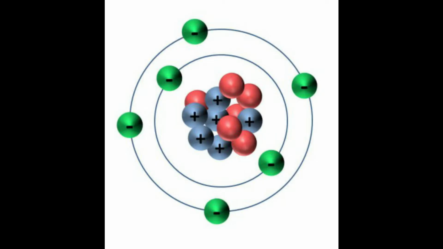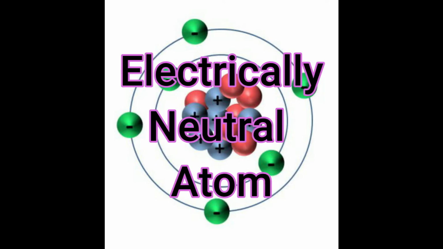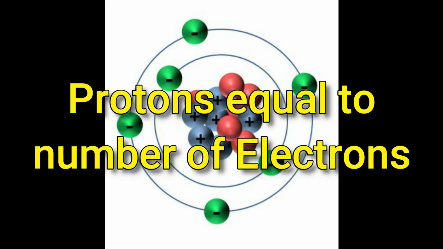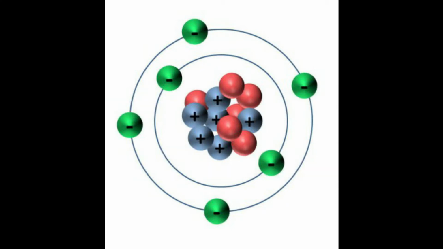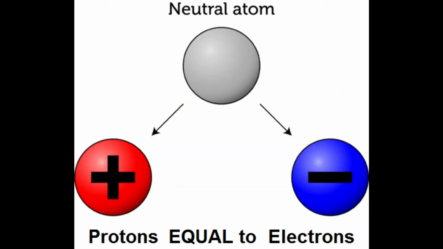In a neutral atom, and these are atoms that haven't partaken in any form of reaction whatsoever, they are neutral, the number of protons must equal the number of electrons. Remember that protons are the positively charged particles and electrons are the negatively charged particles. So if the atom is neutral, the positive must equal the negative. Hence, the number of protons equals the number of electrons.